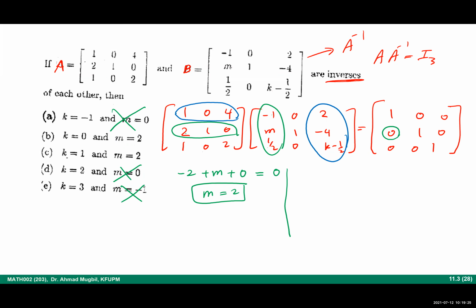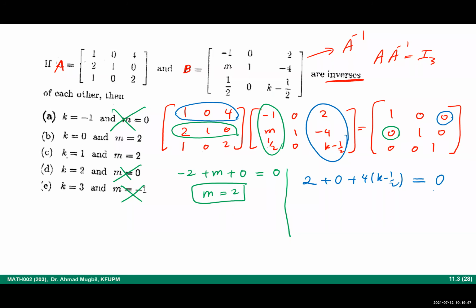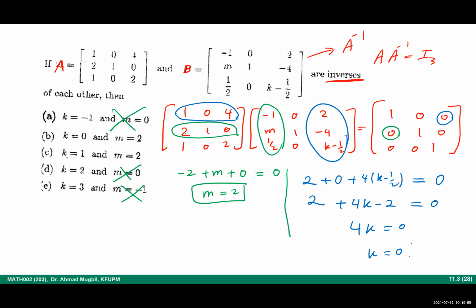So what will I get? The first row and the third column here. I will get 0. When you multiply 2 by 1, it will be 2. 0 by negative 4 will be 0. 4 by K minus a half will be 4 multiplied by K minus a half. This must equal 0. This means that 2 plus 4K minus 2 equals 0. This means that 4K is 0, so K is 0.